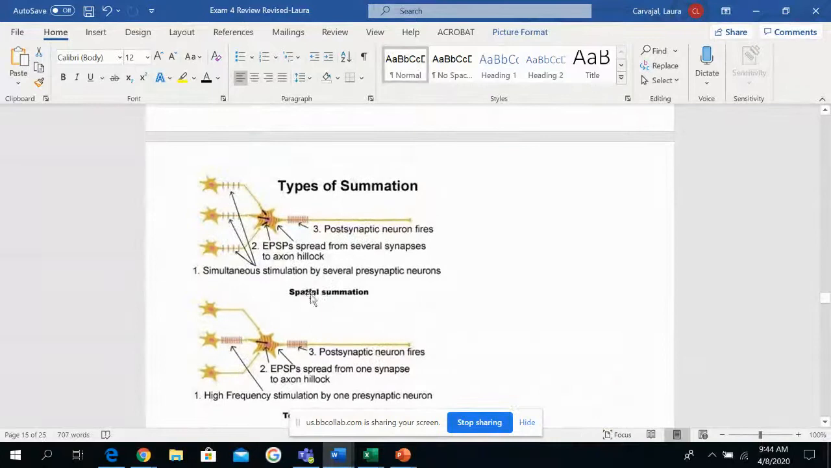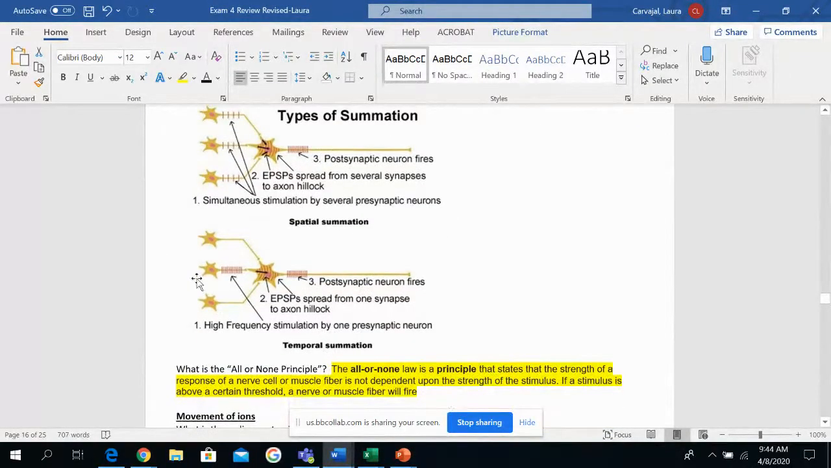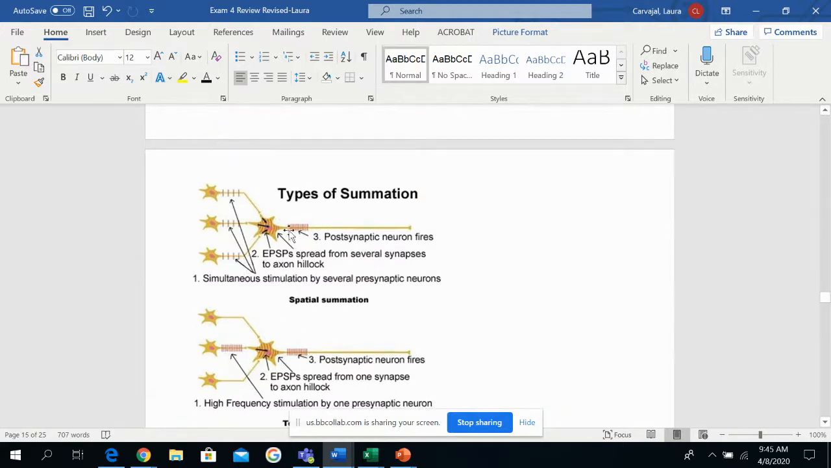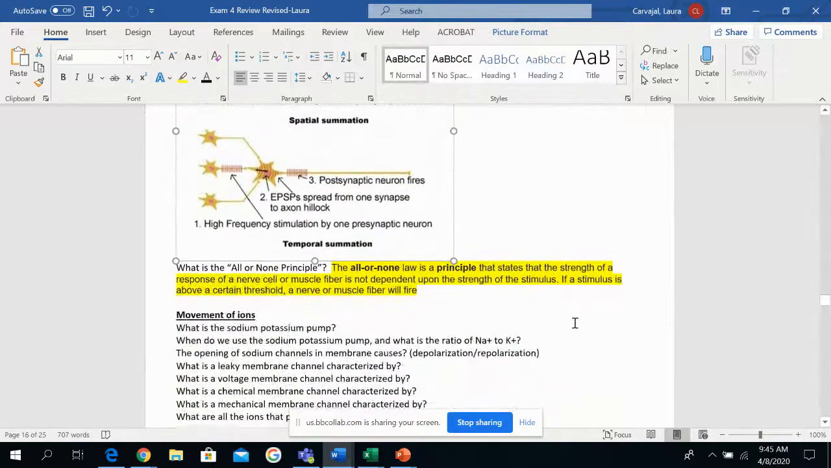So again, spatial summation is where multiple neurons fire at a lower magnitude than the postsynaptic neuron, which fires at the summation of that magnitude. Whereas temporal summation, maybe you have one or two neurons that are firing at the same magnitude at which the postsynaptic neuron is firing. So 15 to 15, 5 to 15, if that makes sense.